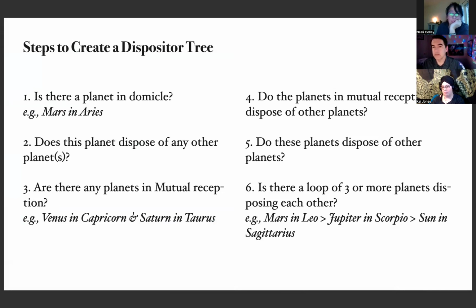Do those planets dispose other planets? And then do those planets dispose other planets? And then the trickier one, which we talked about, is there a loop of three or more planets disposing each other? Say Mars in Leo, Jupiter is in Scorpio, so Mars is ruling that Jupiter. And then the Jupiter is ruling the Sun in Sagittarius, so to speak.